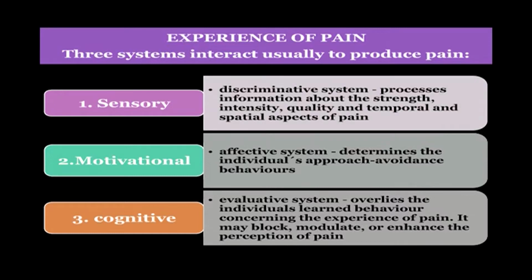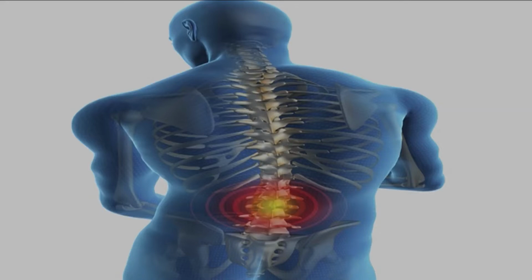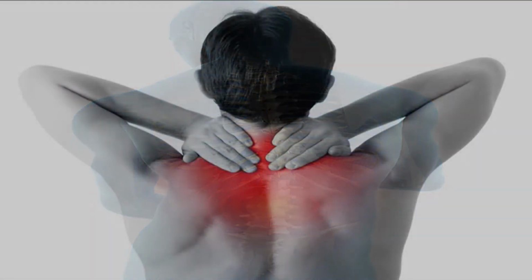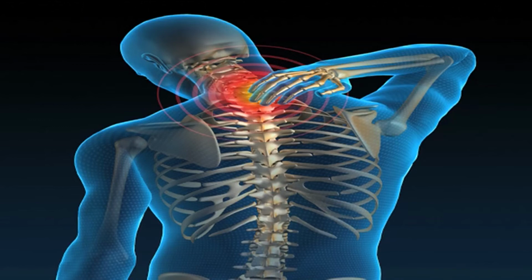Coming to sensory, it is a discriminative system. It processes information about the strength, intensity, quality and temporal and spatial aspects of pain. So, the sensory experience of pain means what is the location of the pain, which part of the body is experiencing this pain, and the intensity and duration of the pain. Is it limited to my right leg, or is it spreading towards the thighs and also into the right abdomen and things like that? All this constitutes the sensory aspect in the experience of pain.